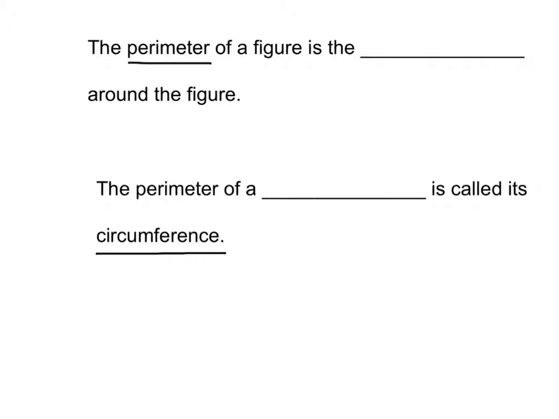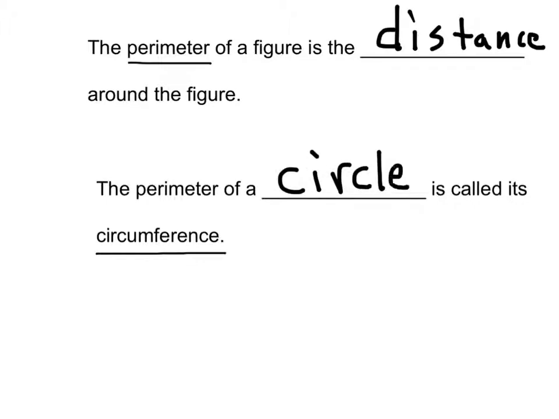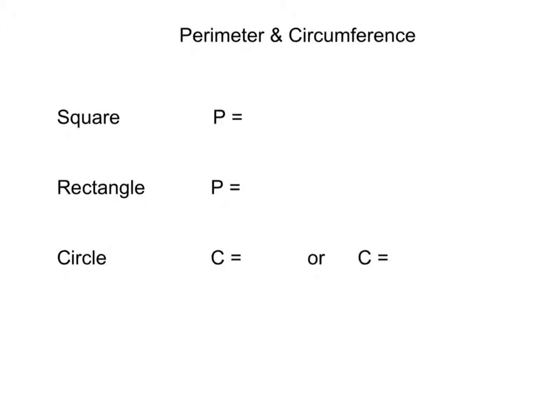Now we're going to talk about perimeter. The perimeter of the figure is the distance around the figure. The perimeter of a circle is called the circumference. So any figure besides a circle, the distance around it is the perimeter. The perimeter, or the distance around a circle, is called the circumference. Now we're going to have some formulas to find the perimeter of squares and rectangles and the circumference of circles.